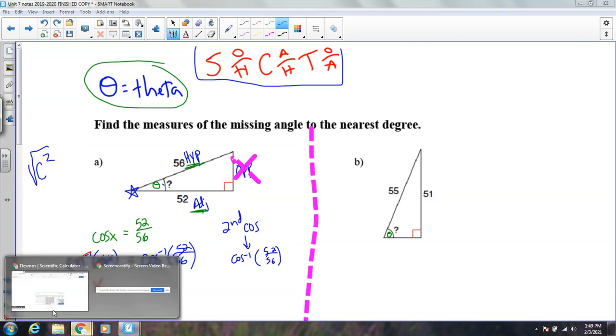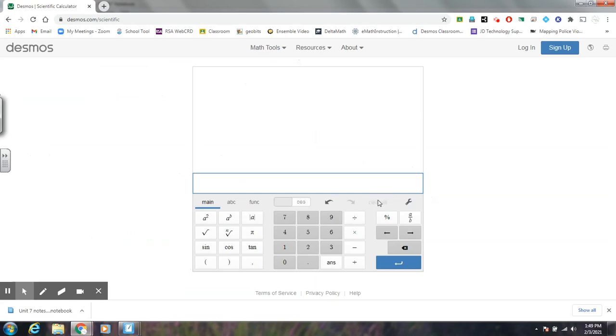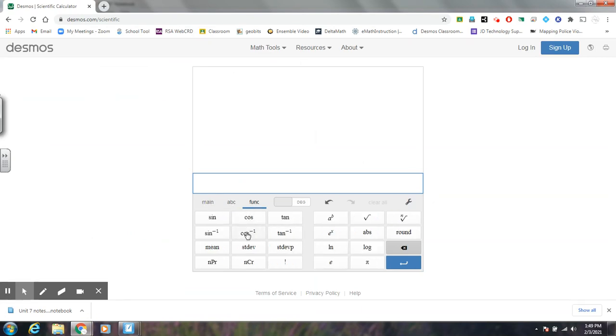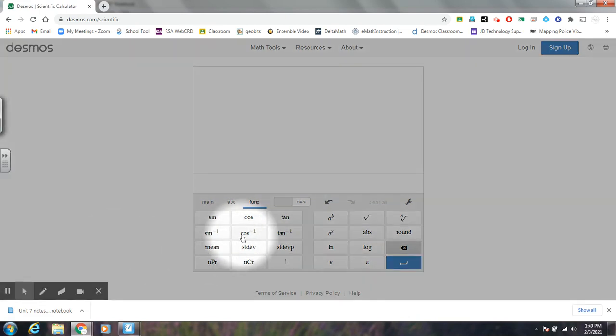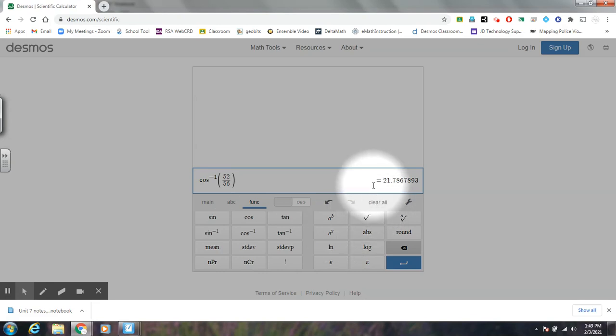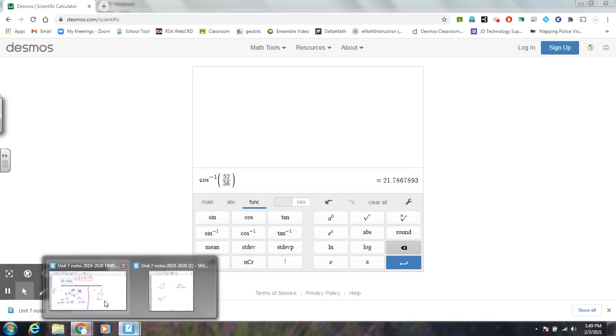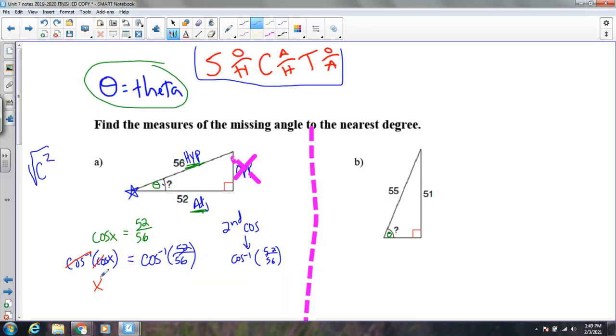I'll show you what it looks like on the Desmos. So I'm going to clear this all out again. Now, the only thing is it's not here under our regular page. We have to go to function, and there we go. So I hit cosine inverse right here, and then I do 52/56, and bingo, there's the angle. So it tells us that about a 22-degree angle gives us this relationship of the sides in this example. So about a 22-degree angle.